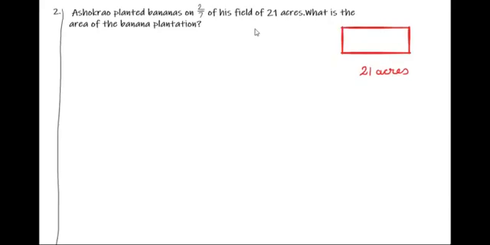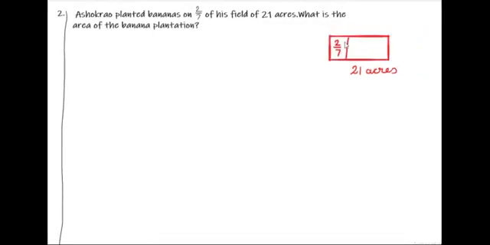In this 21 acres field, what is he doing? He is planting bananas. And in how much part did he plant bananas? On 2 upon 7 part. So we'll consider this as 2 upon 7. Just see on the screen. On 2 upon 7 part of this field, he is doing banana plantation. Now, these are the two given things for us. Total area of field is equal to 21 acres and on 2 upon 7 part he is doing banana plantation.